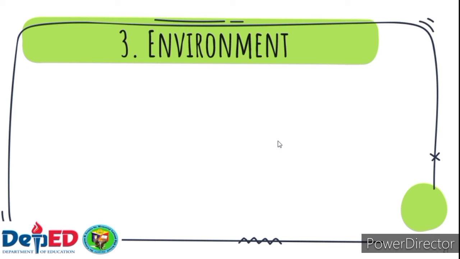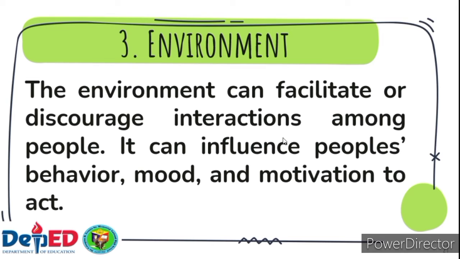Next, environment. The environment can facilitate or discourage interactions among people. It can influence people's behavior, mood, and motivation to act. For example, in the past, a great part of our land was agricultural, but due to the increase of human population over time, a lot of people converted some agricultural lands into residential lands. Sons and daughters of farmers became degree holders and no longer willing to work as farmers like their ancestors.